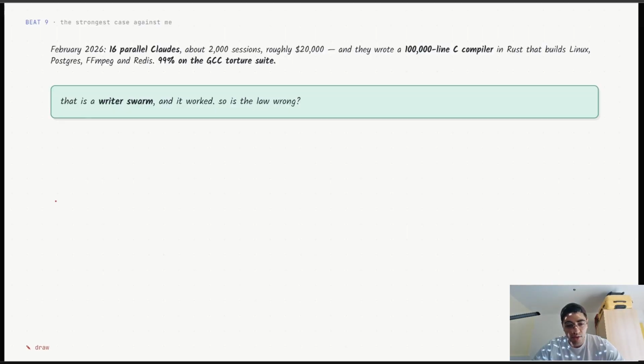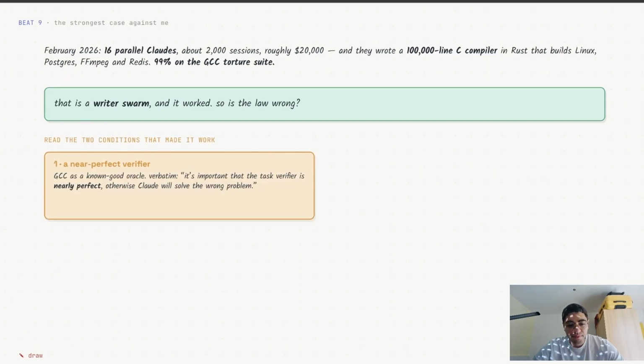They were writing code that built Linux. They were building different well-known software like Linux, Postgres, FFmpeg, Redis, and they were rating it on the GCC torture test. So there is an issue here. I was just talking to you about how for depth tasks, it's really important not to have parallelism, right?